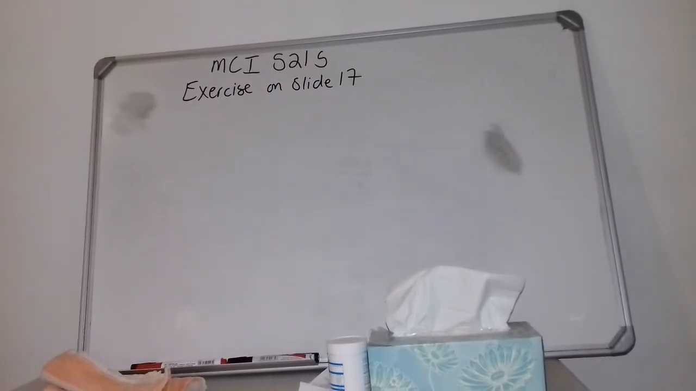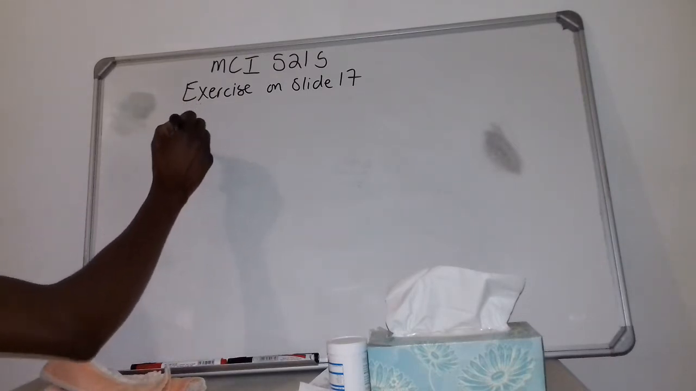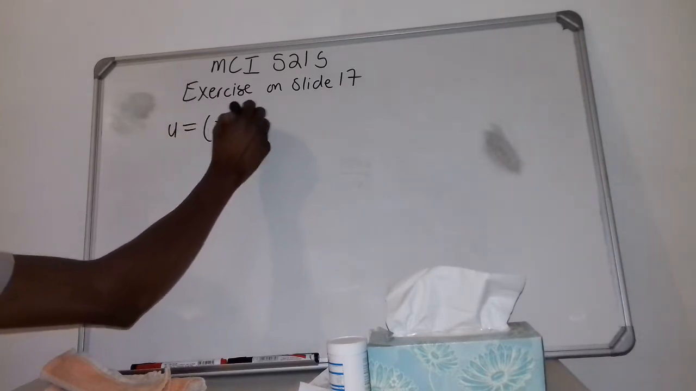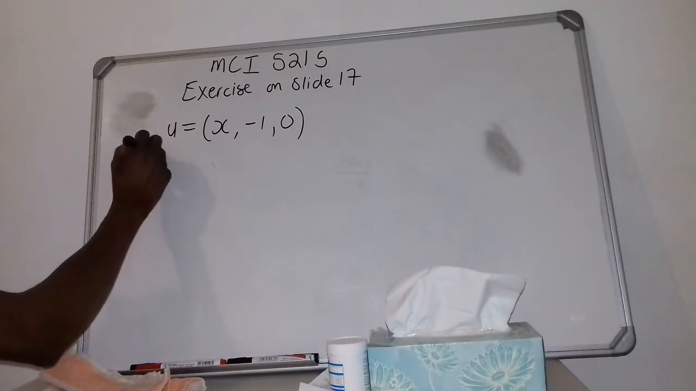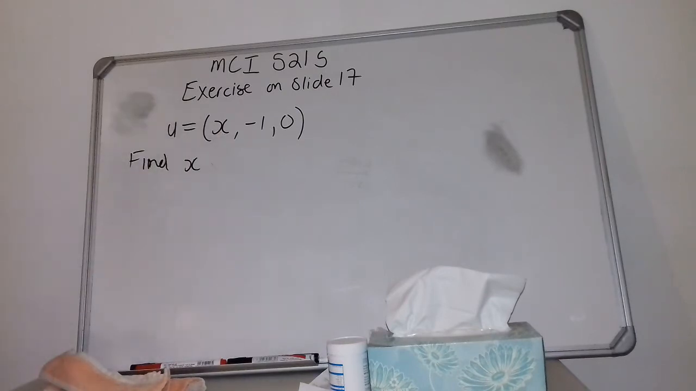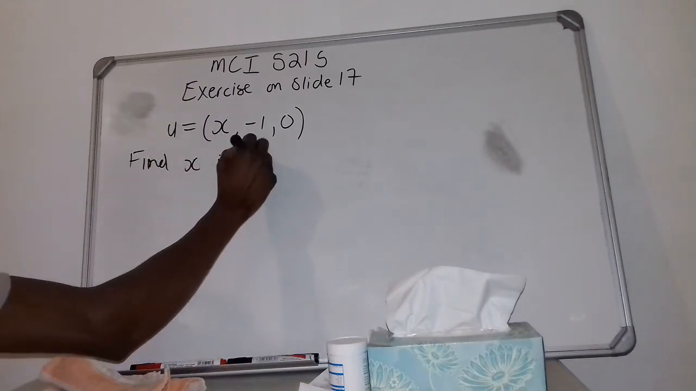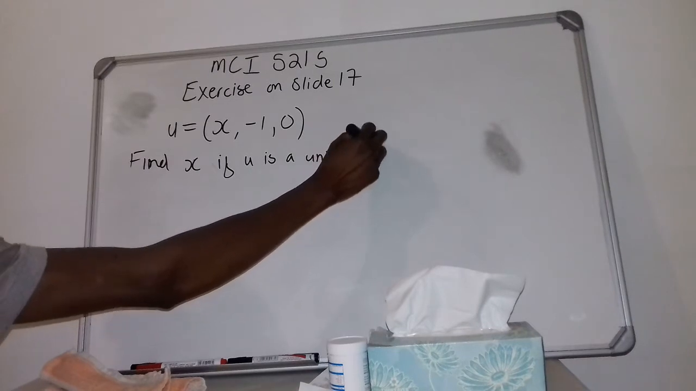Hello everyone. In this video I'm going to show you the answer to the exercise on slide number 17. It says you are given a vector u equal to the unknown value, minus 1, and 0. Then you are told to find that unknown component if u is a unit vector.